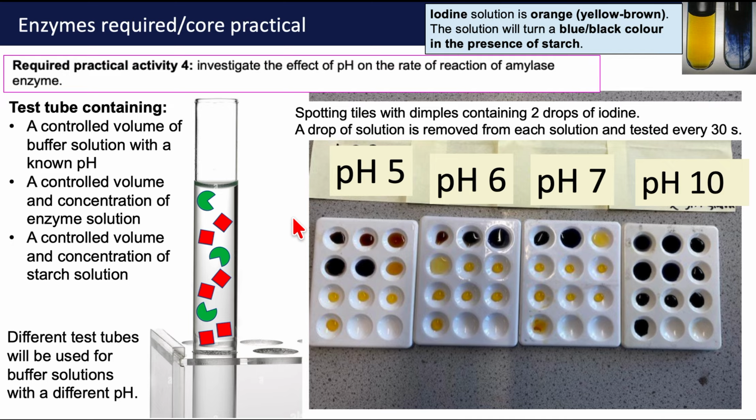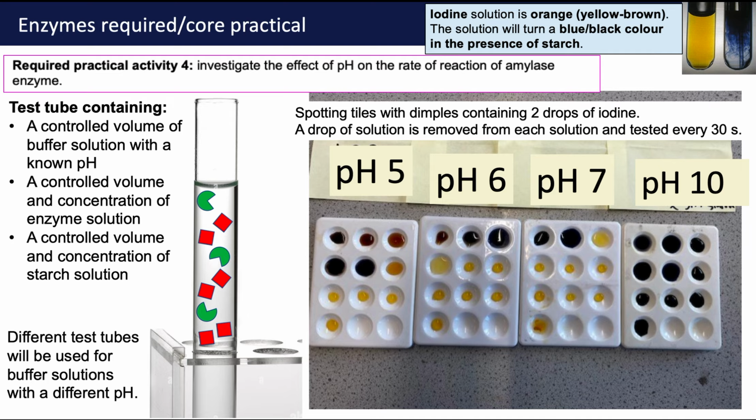What I would then do is every 30 seconds, I'd remove a drop from my solution and then add it to another dimple containing my iodine. And again, if the iodine changes from orange to black, I know starch is still present in my solution. When I've added my solution to my iodine and the iodine doesn't turn black, in other words, it stays orange, I know that my enzyme has finished breaking down the starch. So starch is no longer present, okay?